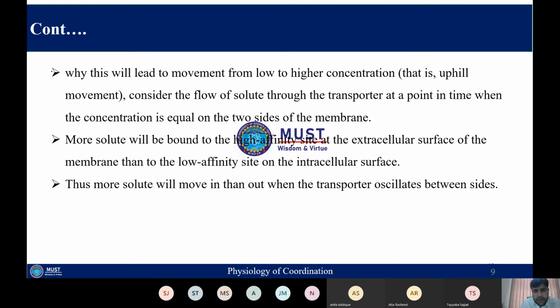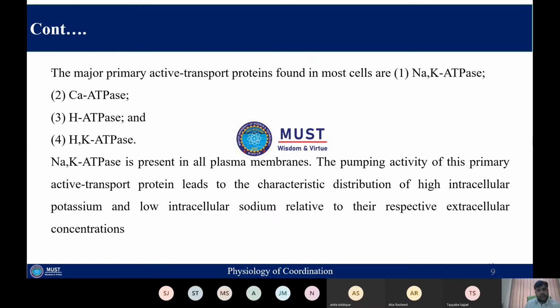and more solute will bind to the high affinity state at the extracellular surface of the membrane, as compared to the low affinity site which is present on the intracellular surface. And when more solute binds, definitely it will result in movement of more solute towards the inner side, in then out, when the transporter oscillates and shows repeated conformation changes in its shape.